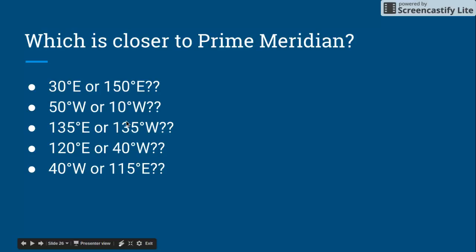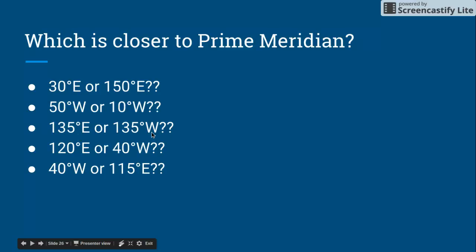How about these sets of coordinates? Which ones are closer to the prime meridian? Remember, the lower the number, the closer it is to 0. And 0 is the prime meridian, 0 degrees longitude. So for the first one, the lower number is 30, so that should be the one that's closest to the prime meridian. How about this, 50 degrees west or 10 degrees west? Which one is closer to the prime meridian? Should be 10 degrees. Good.